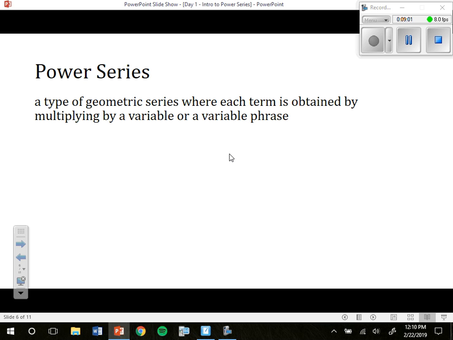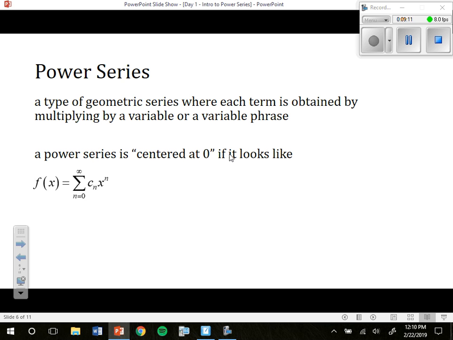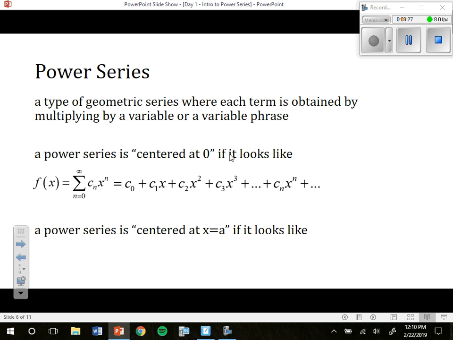All right. So a power series is a type of geometric series where each term is obtained by multiplying by a variable or a variable phrase. A power series, we say, is centered at 0 if it looks like the one we just had: coefficient times x to a power. Coefficient times x to the 0 plus coefficient times x to the first plus coefficient times x to the second, and so on. And it goes on forever and ever. We say it's centered at a if it looks like this. What's the only difference? It's x minus a to the n.